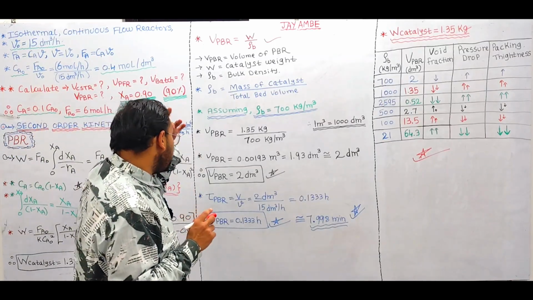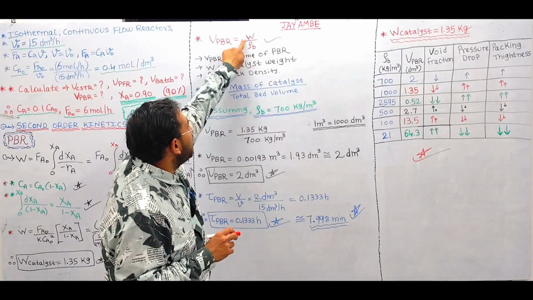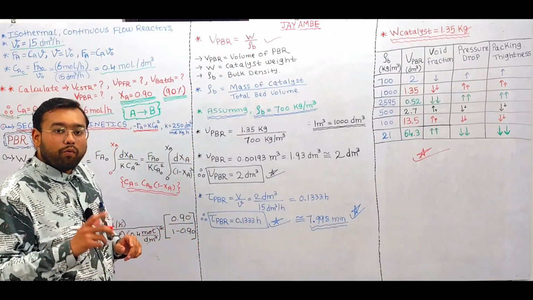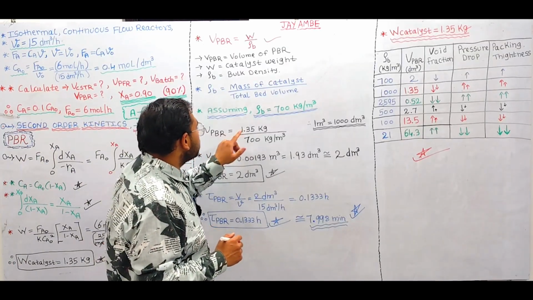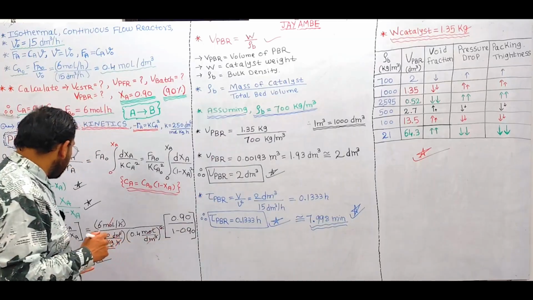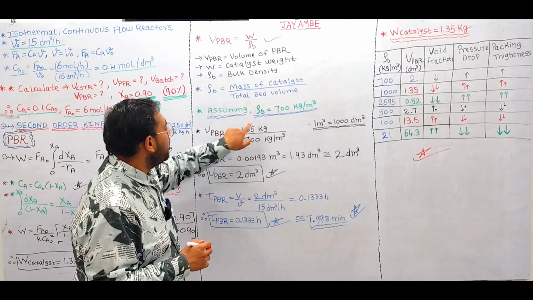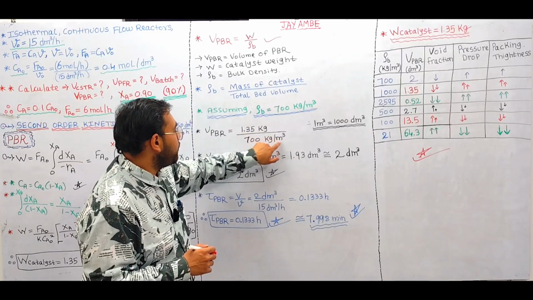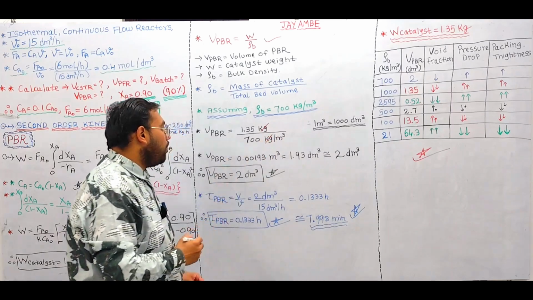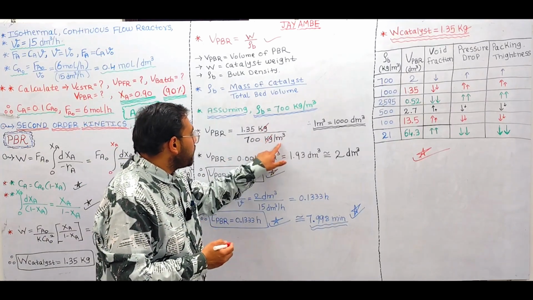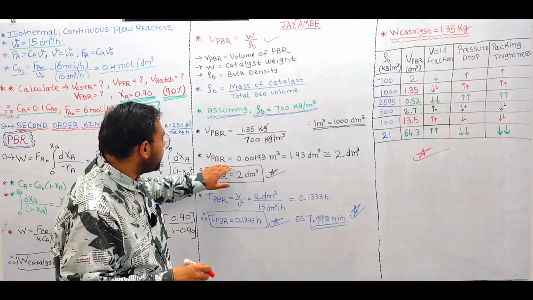So by assuming this bulk density of 700 kg per meter cube, we now have the bulk density and the weight of the catalyst. Now we can finally calculate the volume of the packed bed reactor. So volume of the packed bed reactor is equal to the weight of the catalyst, 1.35 kg, divided by its bulk density, 700 kg per meter cube. The kg will get cancelled off and we will finally remain with the meter cube, right?